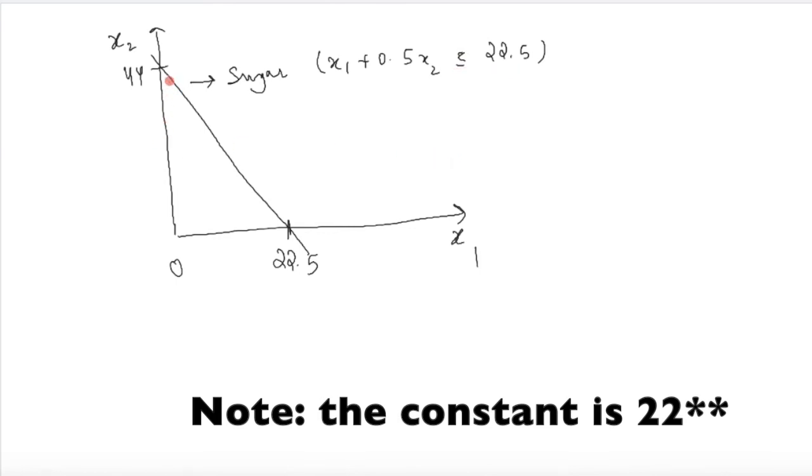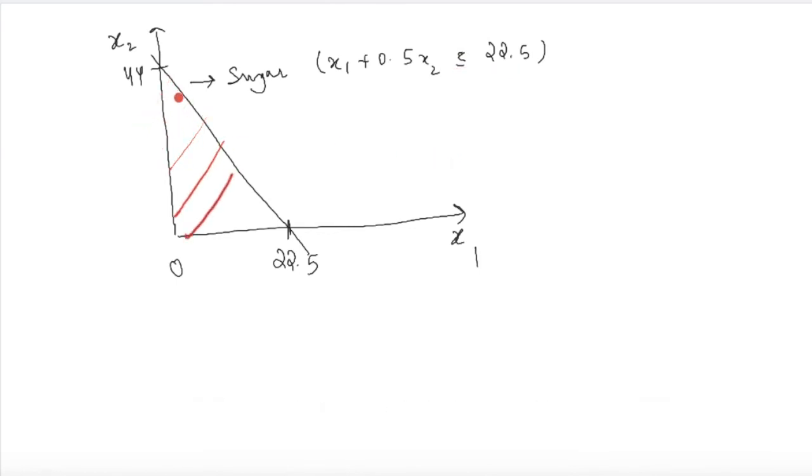So all the points which lie in this triangle, because you want your x1 and x2 to be non-negative, obviously they should all be greater than or equal to 0. x1 has to be greater than or equal to 0 and x2 has to be greater than or equal to 0. So we can't go into these other coordinates, because in any of them either of the two will be negative, which we do not want. So the set of points in this triangle will satisfy the sugar constraint.